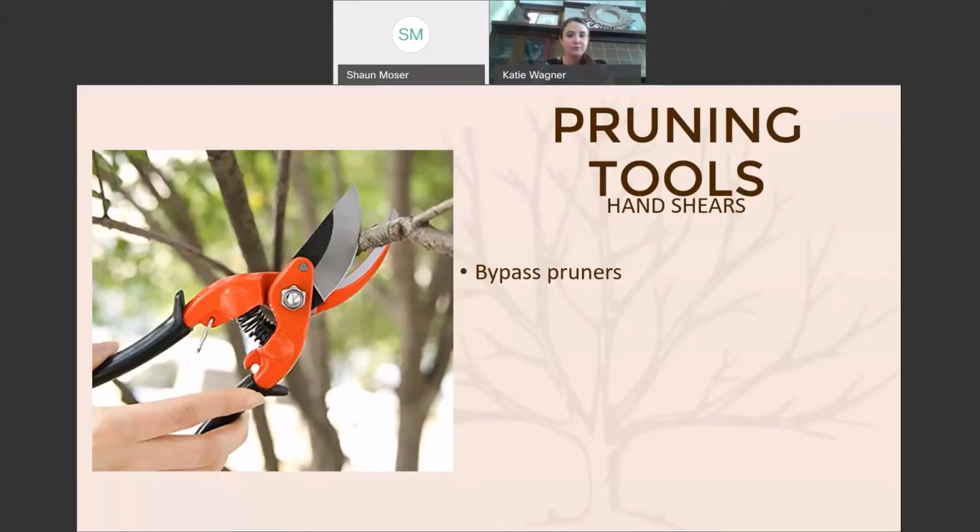These are going to be for anything that's half an inch in diameter down. We said last class, if you're sweating or swearing, you're using the wrong tool. You need to upgrade to the next tool, okay? So this is for smaller size branches.